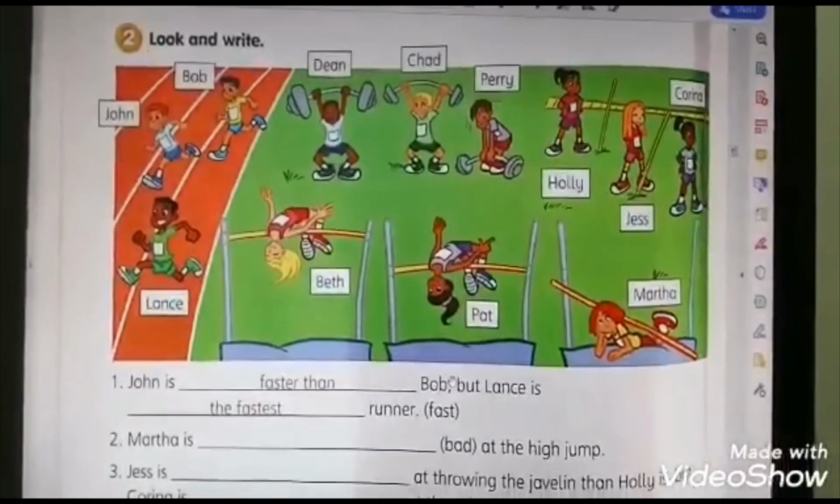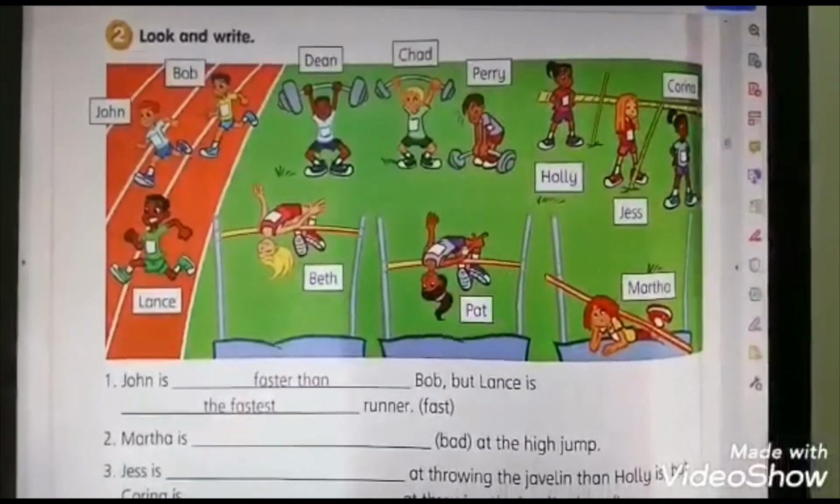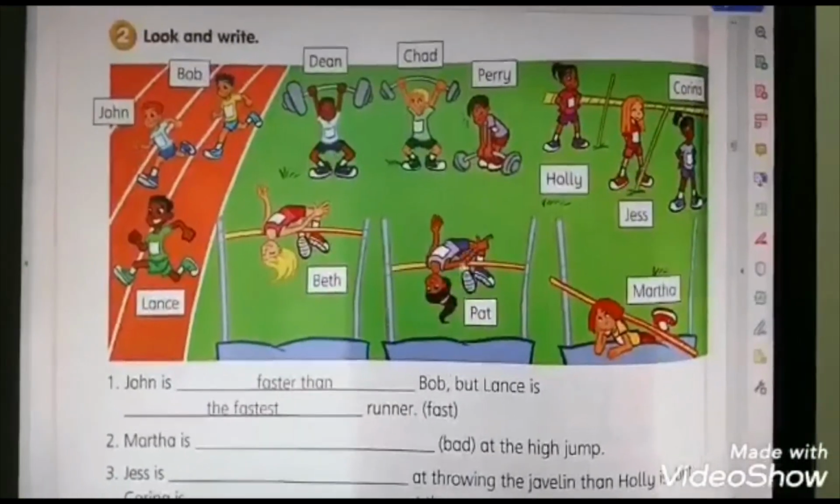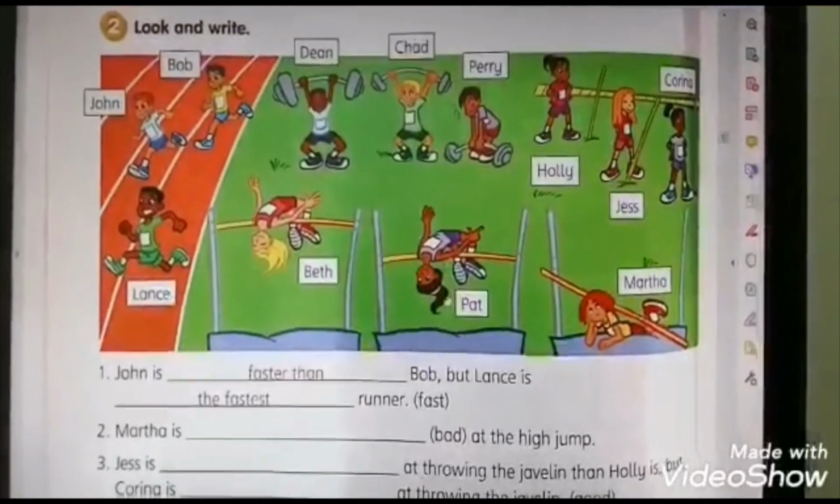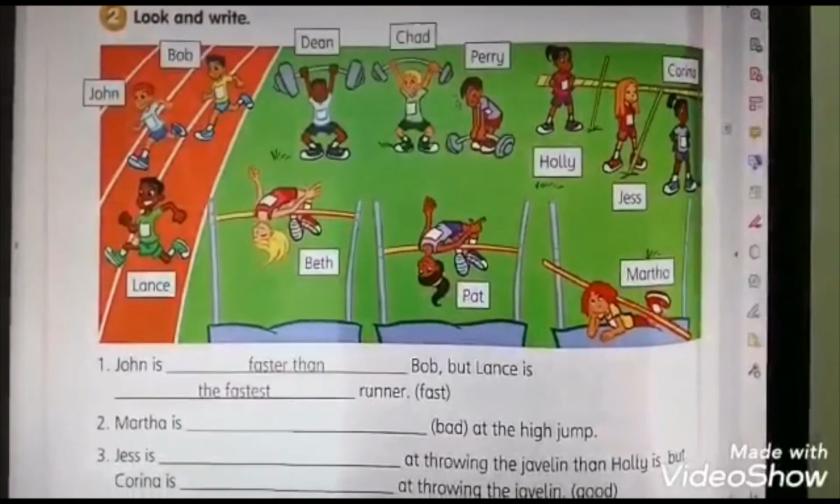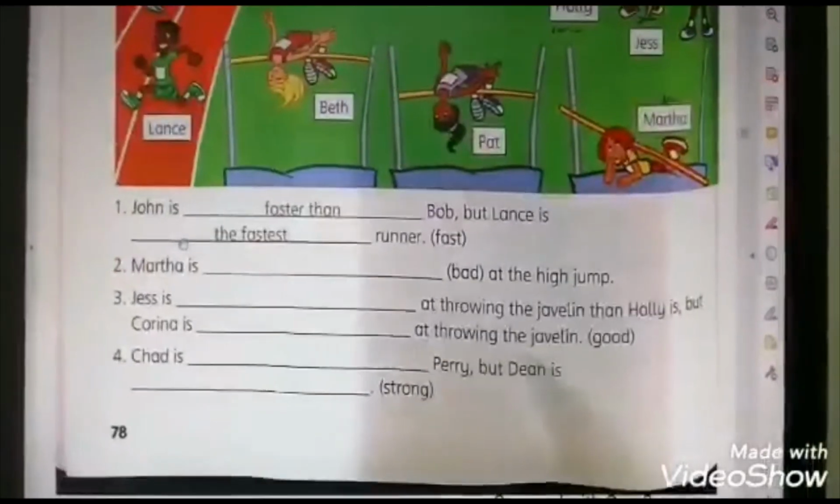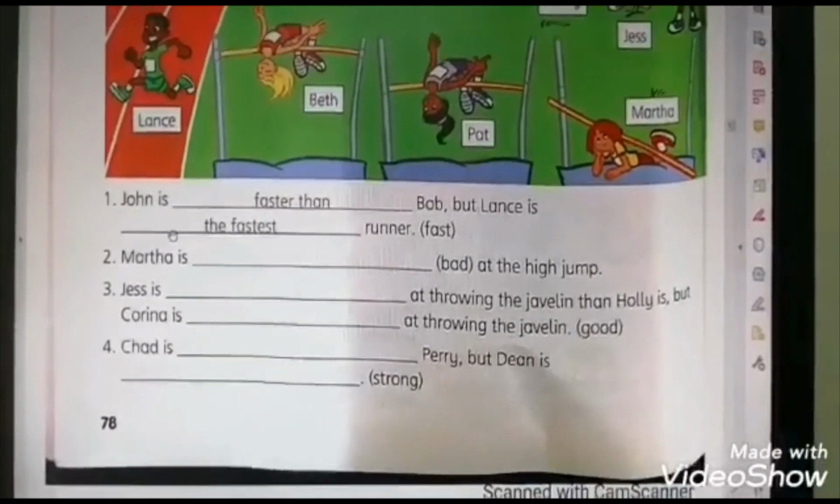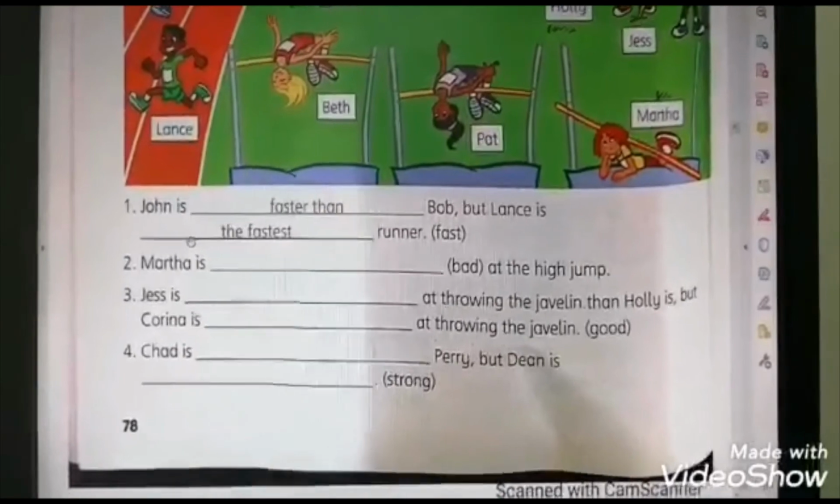John is faster than Bob. As you can see, John is faster than Bob. This is comparative. But Lance is the fastest runner. So who is the winner? Lance. So here we use superlative. For the rest of the sentences, you have to look at the picture, click your image, do your homework and please share with me. Thank you so much.